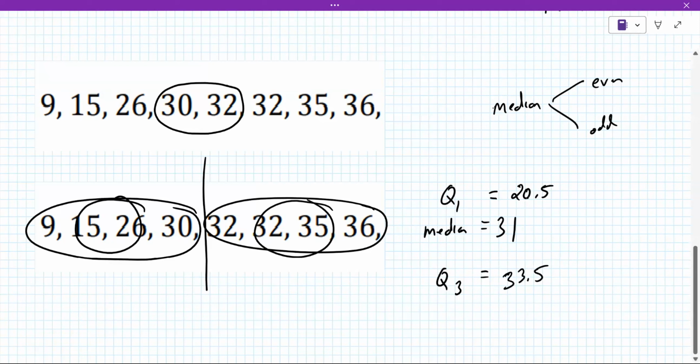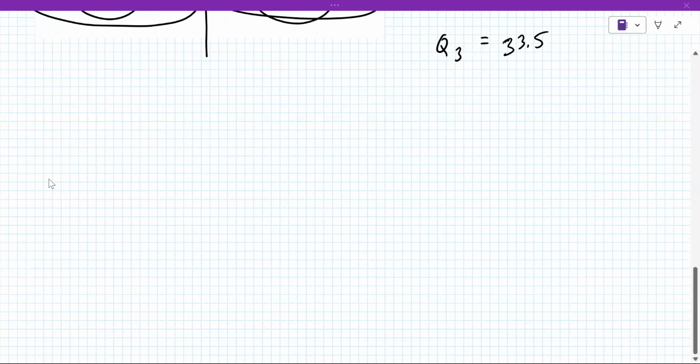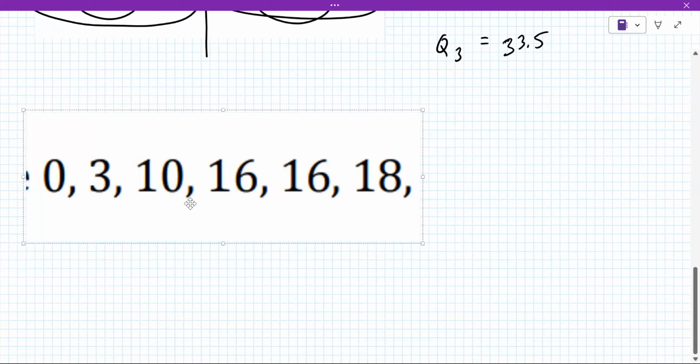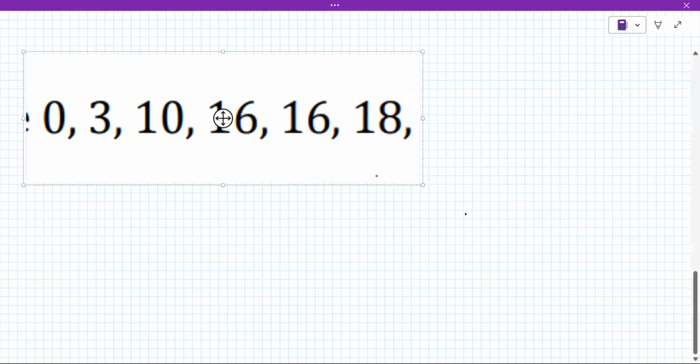Okay, very good. So one more of these, because I got to make one other point here. All right. So here's your data set again. There are 6 numbers this time. Can you calculate the median for me, please?